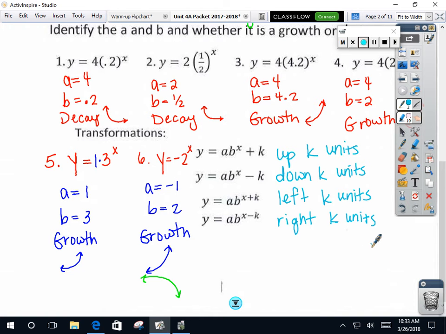Okay, now turn to page 2. Everybody finished copying?